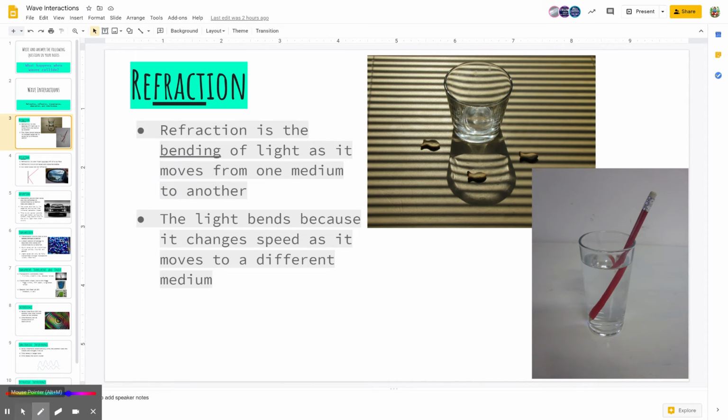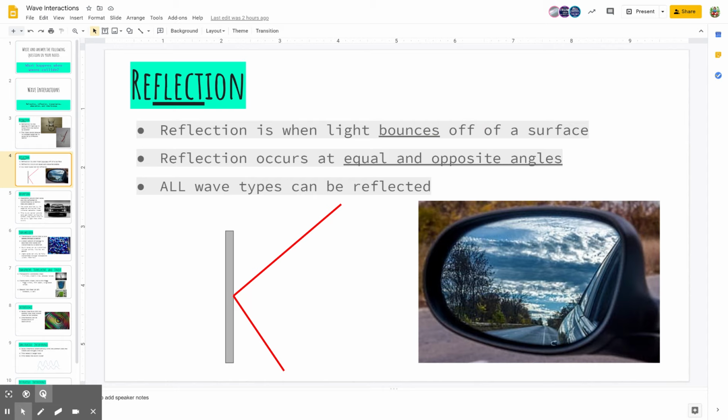The next type of interaction we're going to talk about is reflection. Reflection we see all the time. Anything that light bounces off of, so we see it on mirrors, we see it on cars, you see it in glass. Anything that's bouncing that light back to you is reflecting that light. This is also why we see different colors. When we can see things, it's because the light is reflecting off of it. All light can be reflected, all waves can be reflected, and that's why we see objects, is because there's light that allows us to see them. If there was no light, we wouldn't be able to see anything.